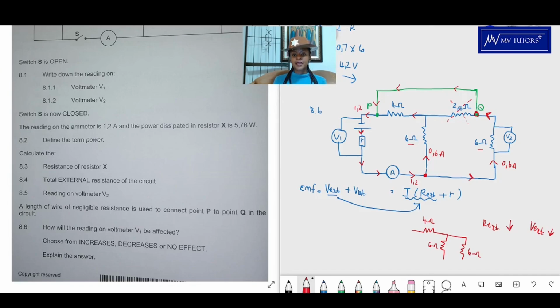I've provided values here so that in your own free time you can do the calculations. You'll see your external resistance. I could do it, but we're over time. The external resistance is going to be reduced because you've removed the 2,4 ohm resistor, and by so doing your external voltage is going to be reduced. So choose from increase, decrease, or no effect. I've explained this using the calculation for EMF and also here. So it's going to decrease.